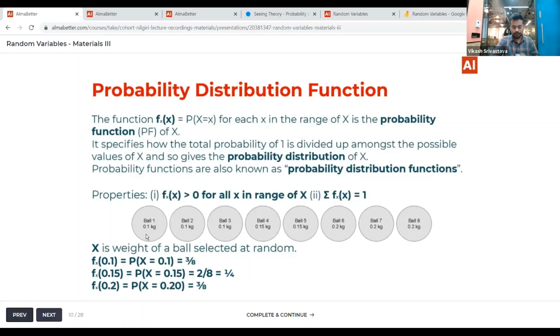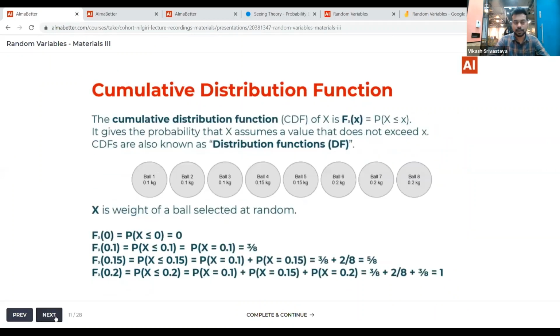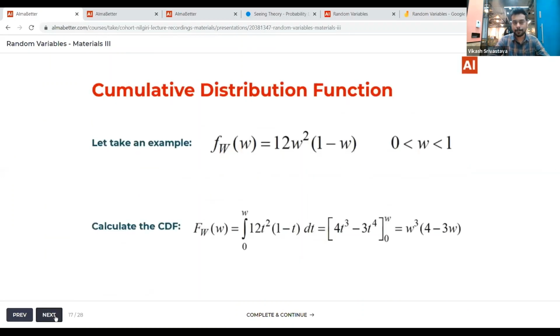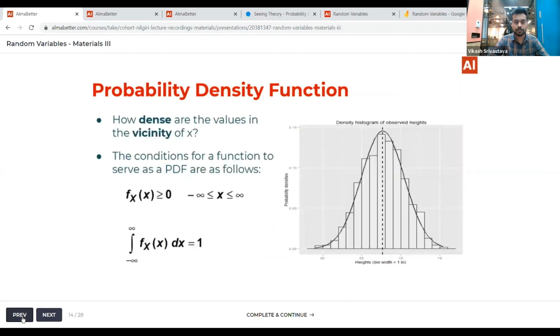In fact, we can denote this in another way. Okay, let me just go back.